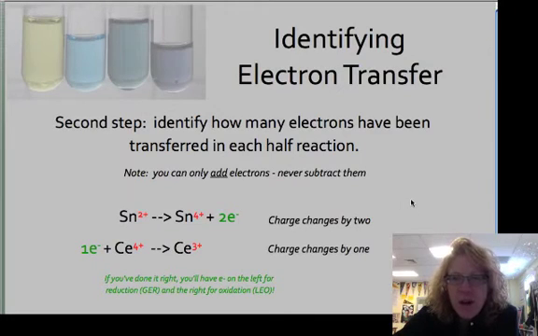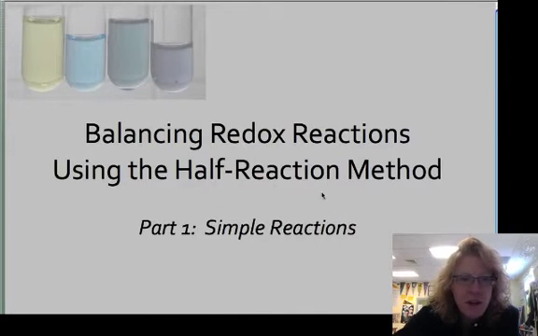Okay, so we're getting to our final wrapping it up in our unit here on redox reactions. This is the section where we bring it all together. This is kind of the most technical stuff that you have to do, which is balancing chemical reactions. Sorry, I got it on the wrong slide. Balancing redox reactions using something called the half reaction method.